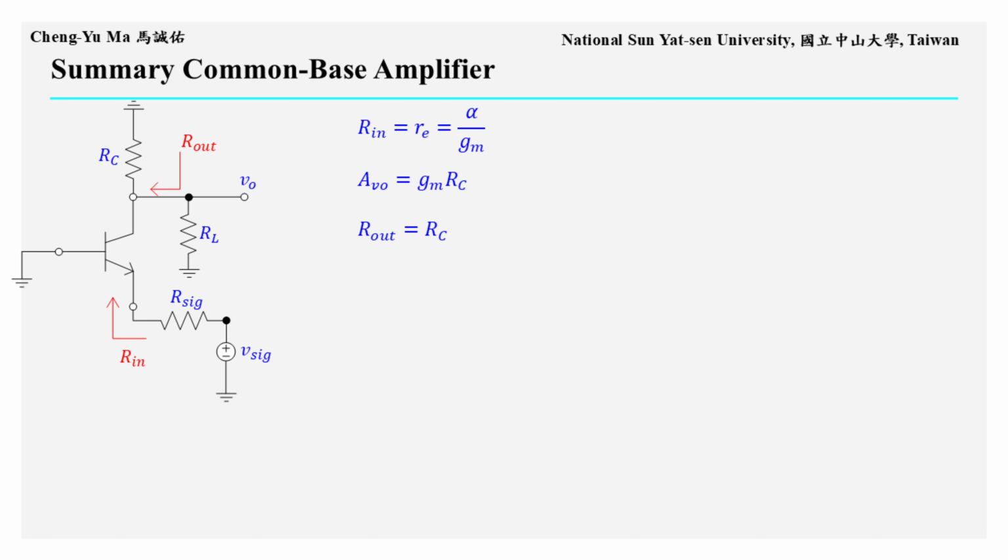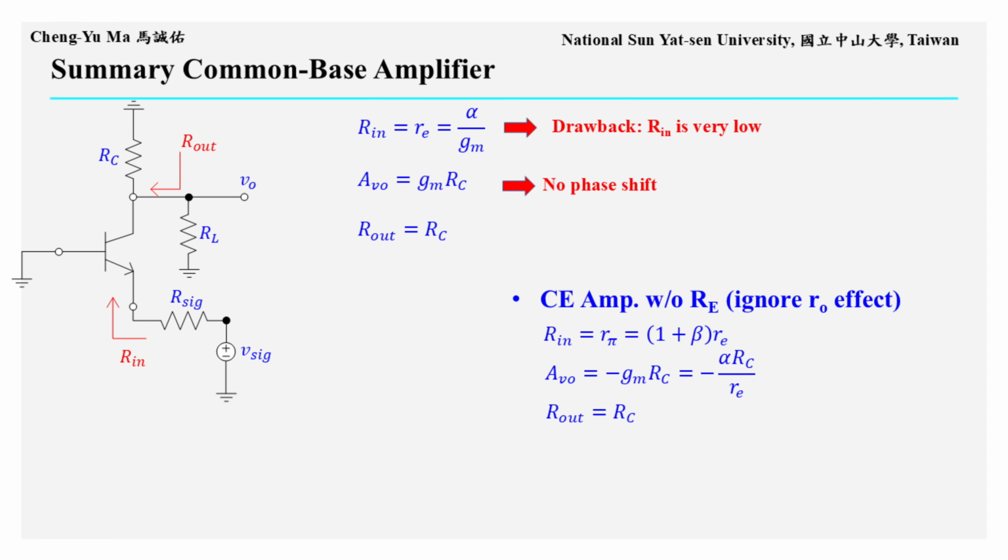To summarize the common base amplifier, the input resistance is Re, which is alpha over Gm and is approximately 1 over Gm. The open circuit voltage gain is AVO equals Gm times RC, and the output resistance is RC. Compared with the CE amplifier, the common base amplifier has a very low input resistance. Its Rin is only about 1 over 1 plus beta times the input resistance of a CE amplifier. This is not ideal for a voltage amplifier that requires high input resistance, because much of the source signal may be lost across the signal resistance.